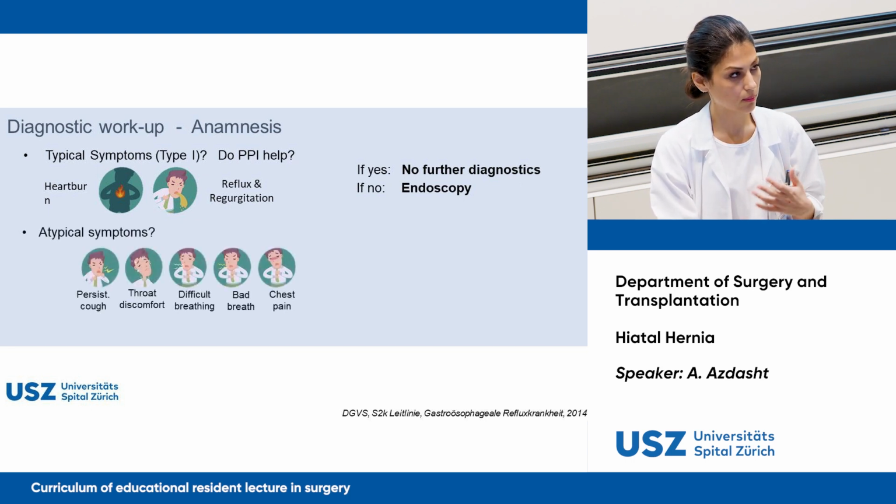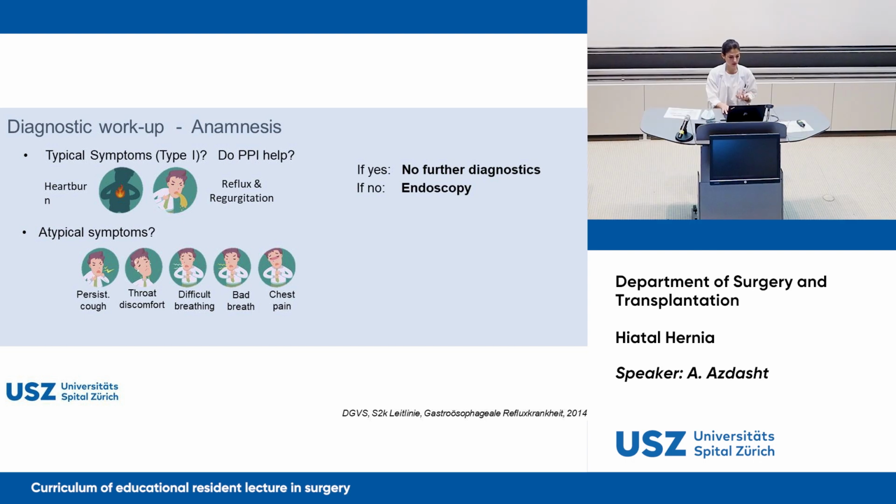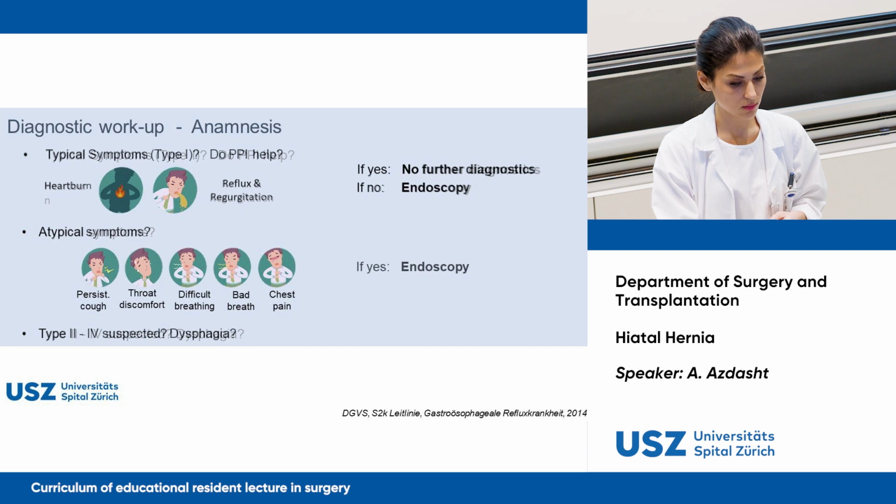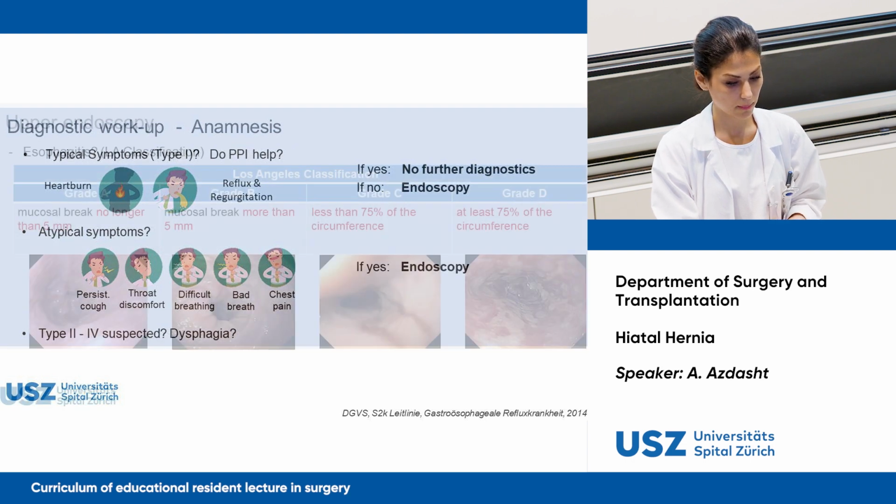Another question is whether the patient suffers from atypical symptoms, such as difficulty breathing that leads to asthma or persisting cough or bad breath or chest pain. Or do we have a suspicion for a type 2 to type 4 hernia? Do we have any obstructional symptoms such as dysphagia? If these questions are answered with yes, we also go for endoscopy.